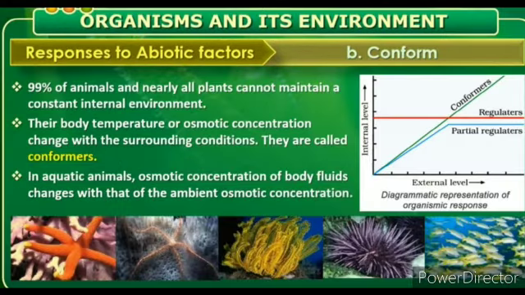Second point, conform. An overwhelming majority, 99% of animals and nearly all plants cannot maintain a constant internal environment. Their body temperature changes with the prevailing temperature. In aquatic animals, the osmotic concentration of the body fluids changes with that of the ambient water's osmotic concentration. These animals and plants are simply conformers. Okay?